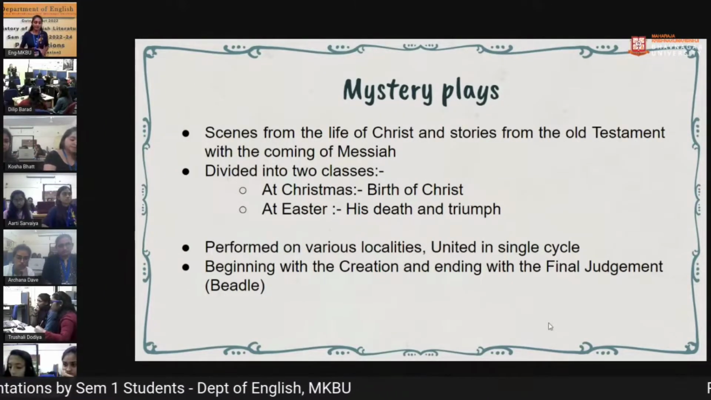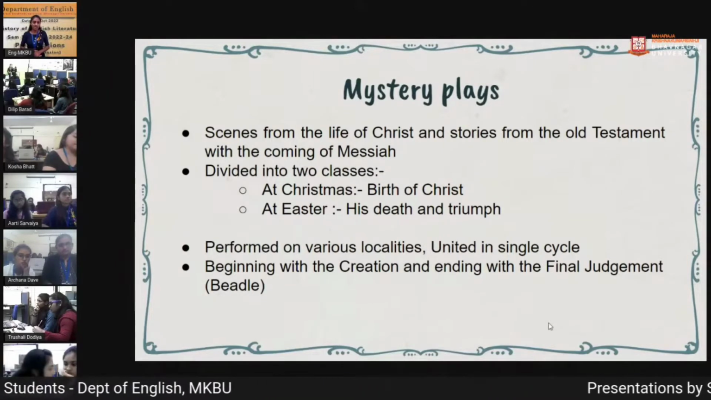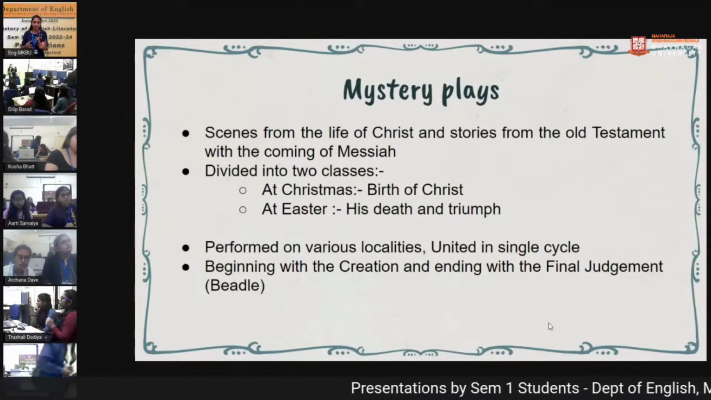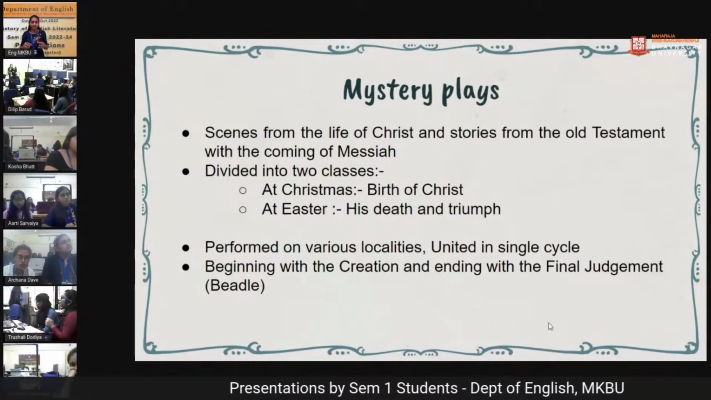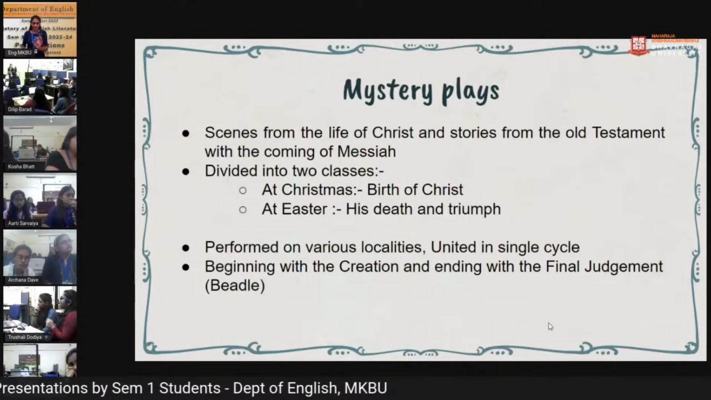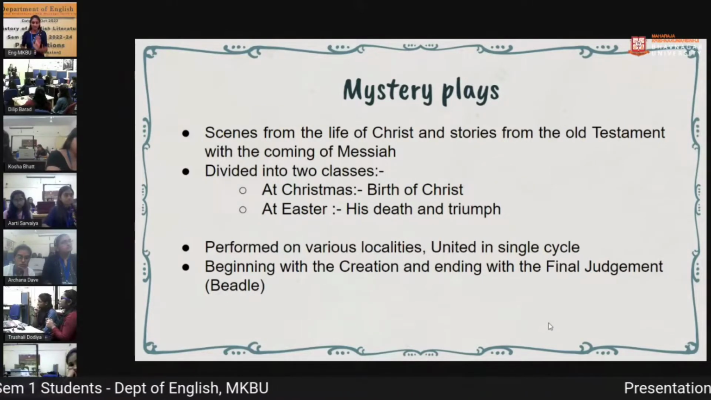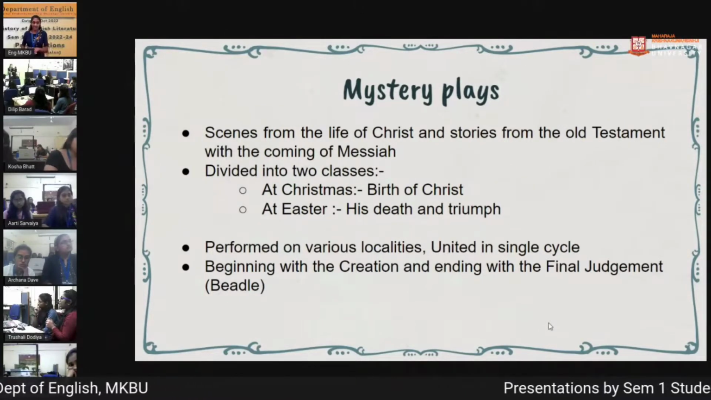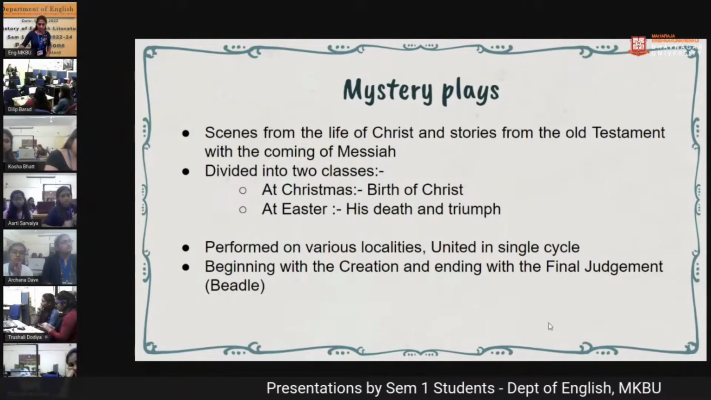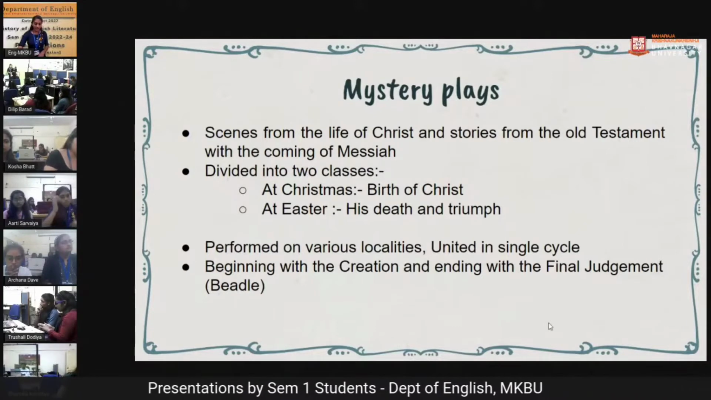When I was going through the book of William J. Long, I found a dispute: in William J. Long there was a blunder about these two, miracle and mystery plays. There was not that much classification, so I went to another source about the mystery plays, and from there I got this information.